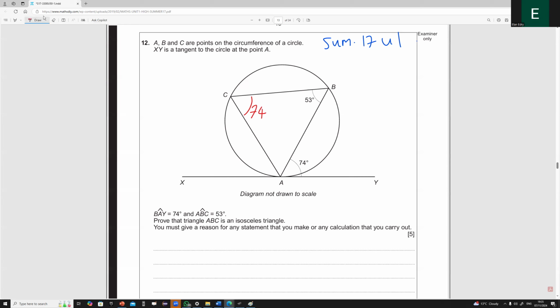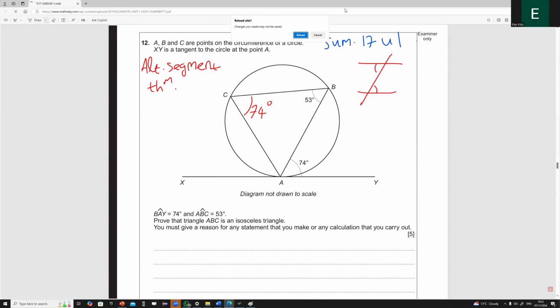And what circle theorem is that? The alternate segment theorem. The way I think about it is, if we have parallel lines, that's not what we have here, but if we have parallel lines, we know that the alternate angles are equal. Let me rub that out. Okay, I can't. Refresh the page. There we go. Just have to refresh this page.